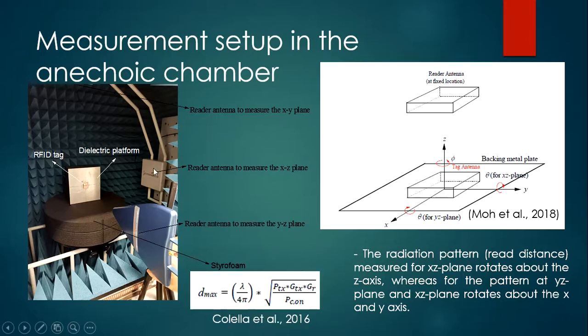So how is the radiation pattern converted into the read distance radiation pattern? It's converted using this equation, which depends on the wavelength. The PTX is the transmitter power of the reader antenna. The GTX is the gain of the reader antenna. The GR is the realized gain of the tag antenna. And the PC-on is the chip sensitivity, which is the minimum power required in order to turn on the tag antenna. So it is converted using this equation to get the 3D radiation read distance pattern.